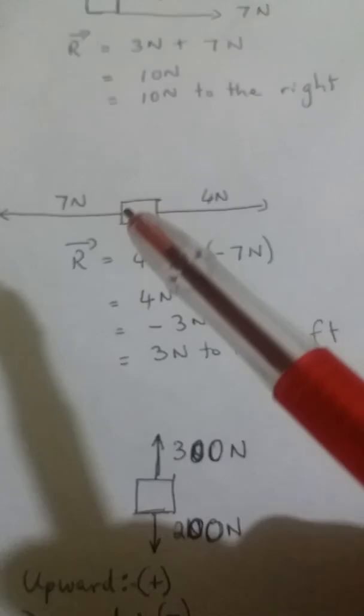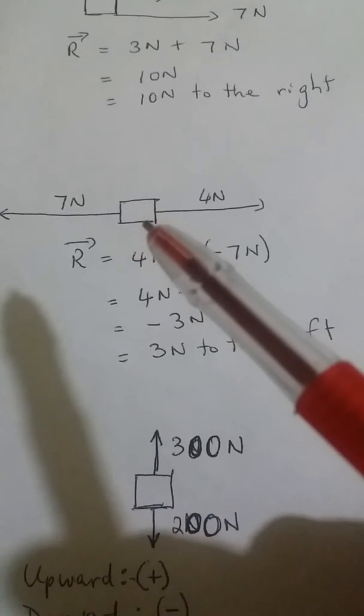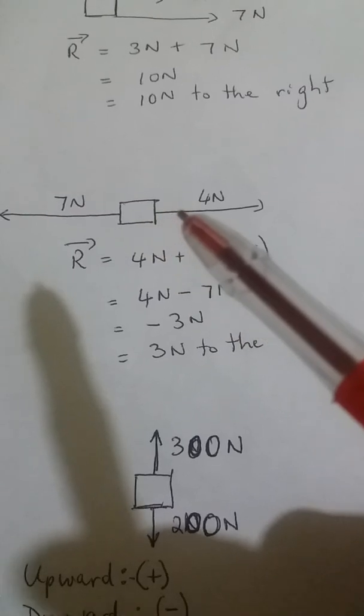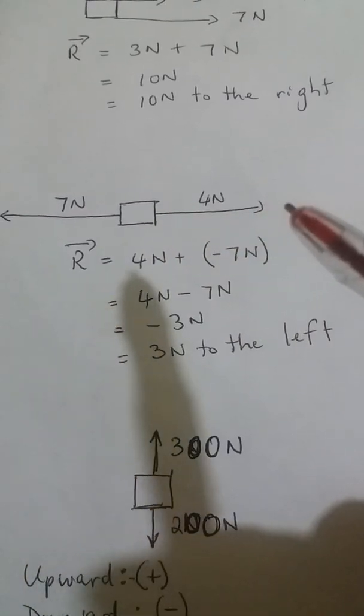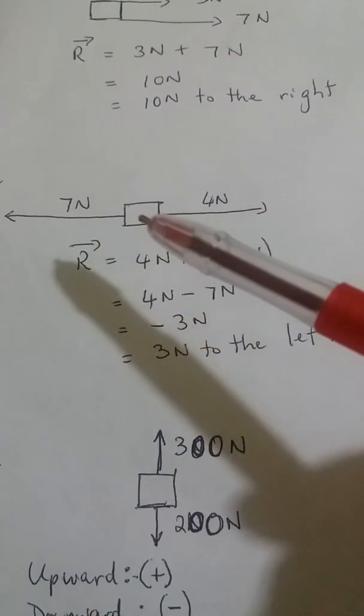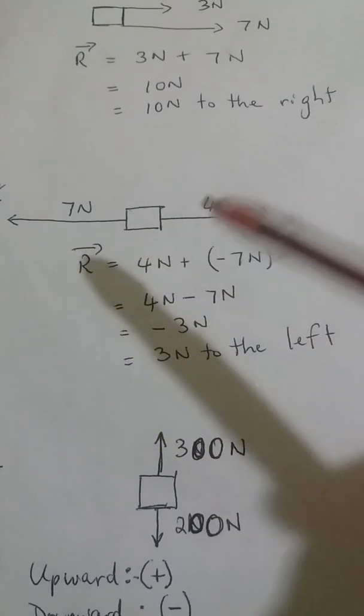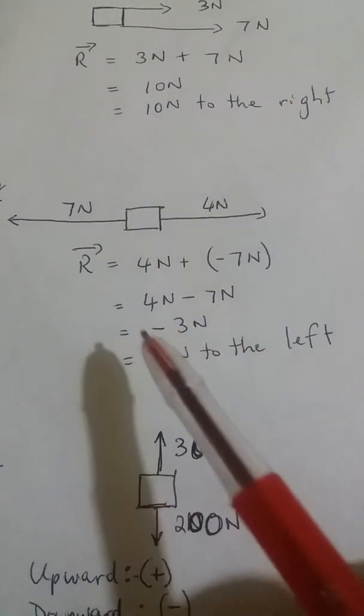This is like you having a box of toys at home, and you're trying to pull your toys into place 4 newtons to the right with a force of 4 newtons, and then your little brother wants to pull in the opposite direction, 7 newtons to the left, creating tension. So let's see what will happen.